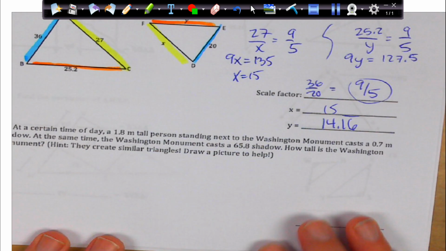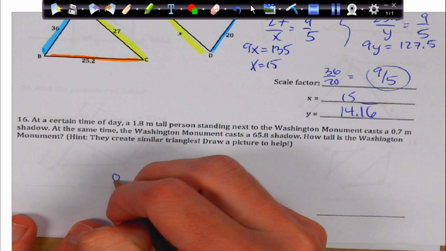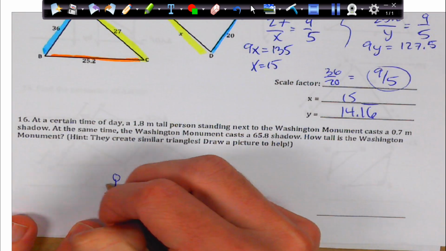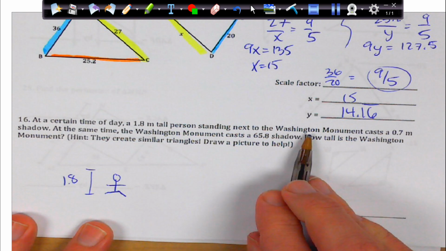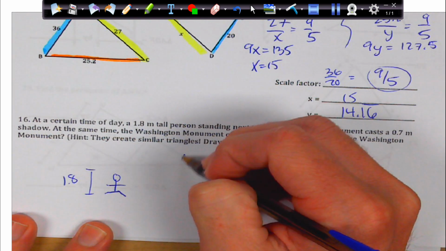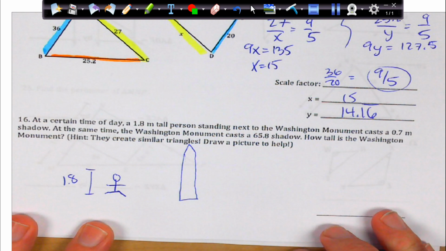All right, 16. At a certain time of the day, a 1.8 meter tall person, so we got a person right here, that was a weird looking person, is 1.8. Standing next to the Washington Monument, here's the Washington Monument, it's like a tall obelisk looking thing, cast a shadow.